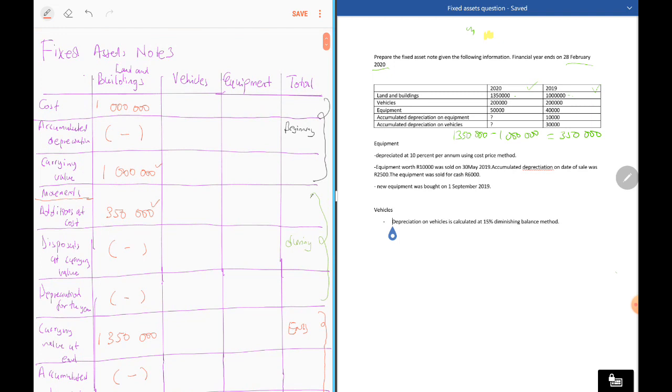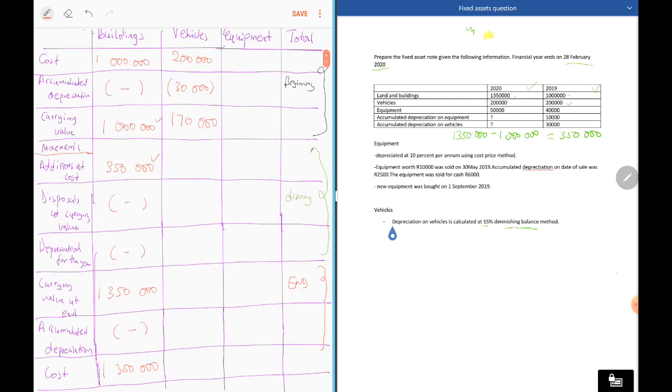Fine. Vehicles, depreciation on vehicles is calculated at 15% diminishing balance method, right? So what is the cost price of the vehicles at the beginning? 200,000 at the beginning. What was the accumulated depreciation? 30,000. This is at the beginning. Carrying value at the beginning, 170,000. Then we have the during.